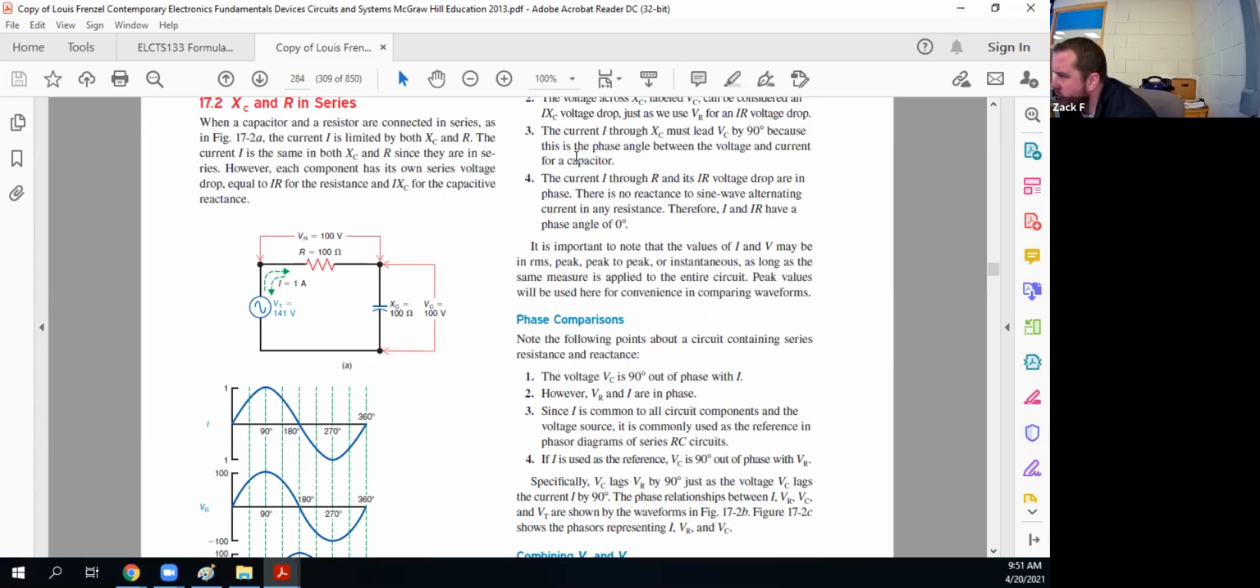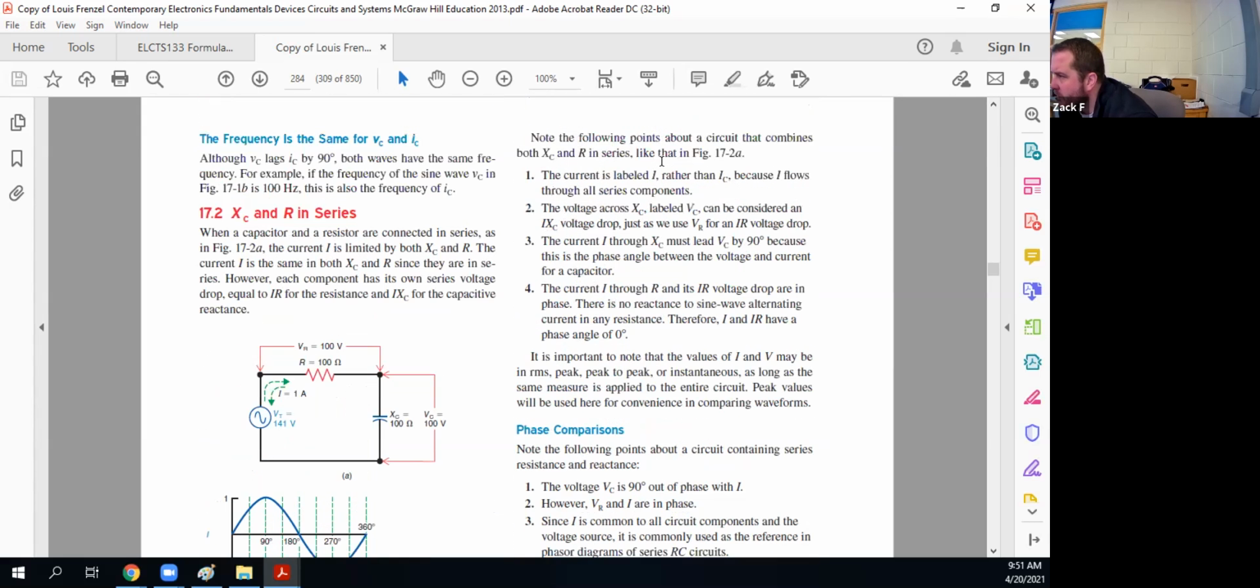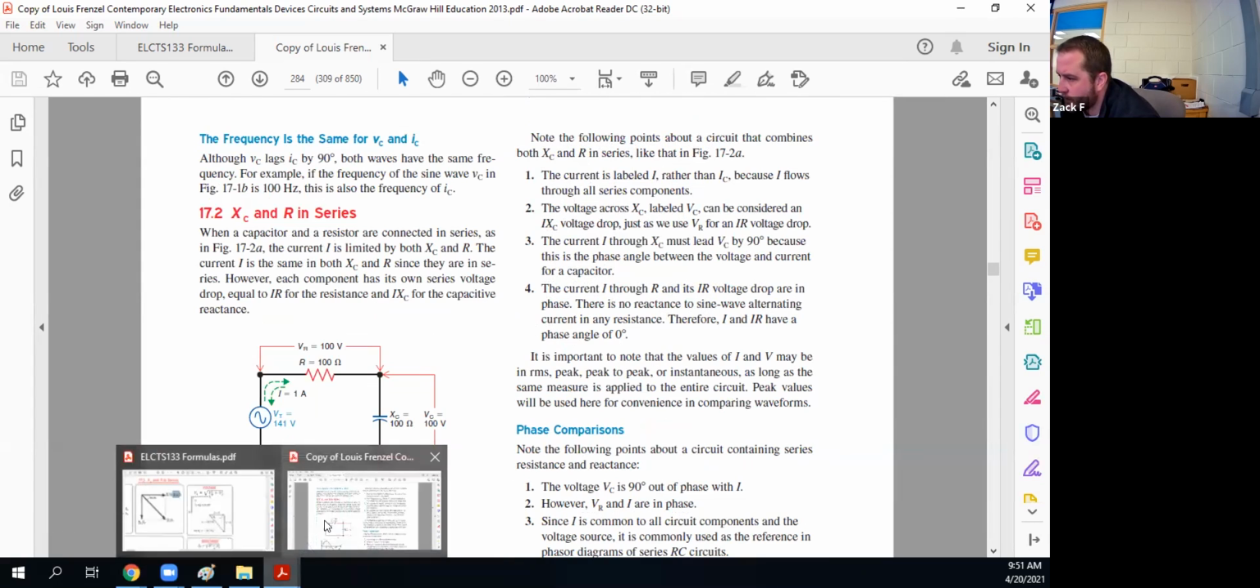Where do you see that? Oh, current through... Number 4. I through R and its IR voltage drop are in phase. Therefore, I and IR have a phase angle of 0 degrees. Okay, I just wish it was on the formula sheet more specifically like that.